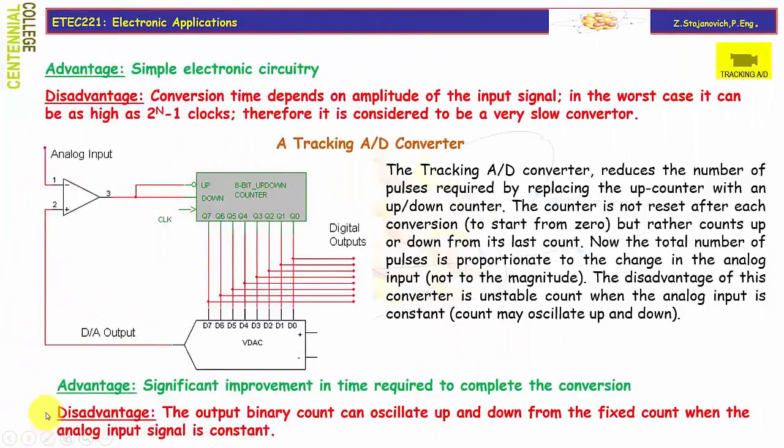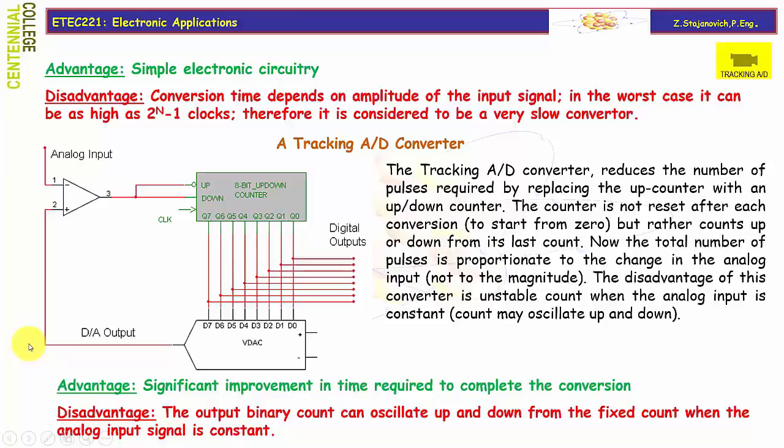So to summarize the advantage, it's a simple electronic circuitry. Actually, there is nothing special about designing such an analog to digital converter. However, the disadvantage is that conversion time, as we said, depends on the amplitude of the input signal, and in the worst case, it can be as high as 2 to the power n minus 1 clocks. Therefore, it is considered to be a very slow converter.